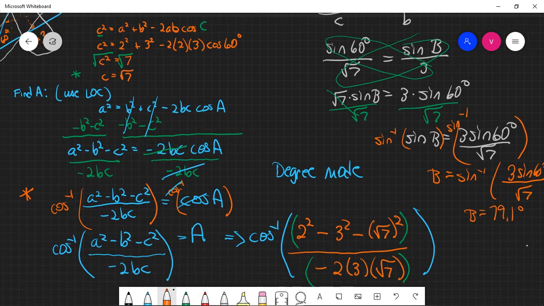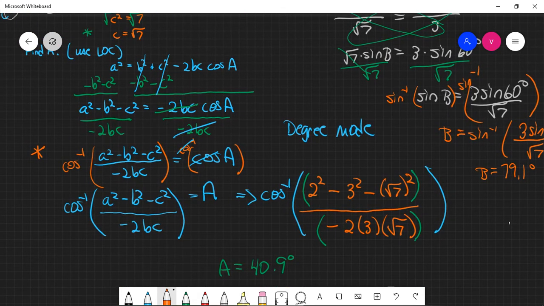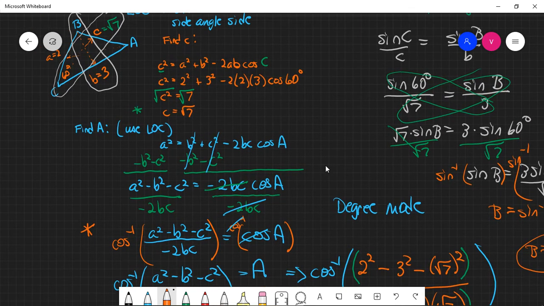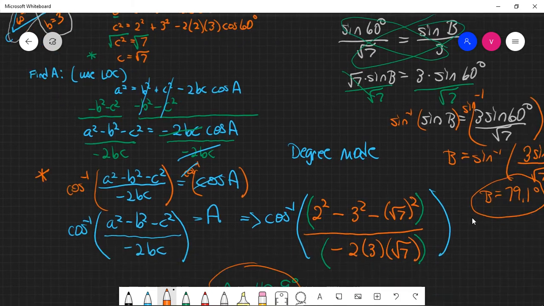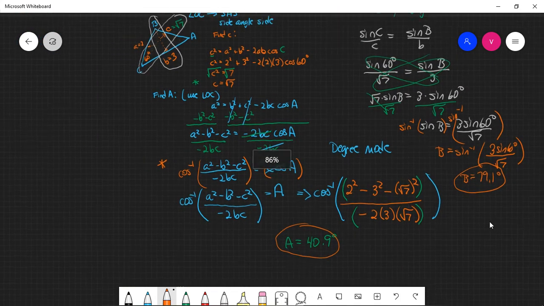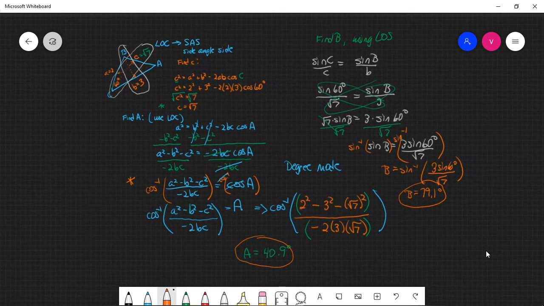Okay, of course, you didn't have to go through all of that. You could have just subtracted from 180. I was just showing you for practice purposes, okay? All right, so here's the A. So 40.9 plus 79.1 plus the 60 degrees, they should all add up to 180. Okay, there you have it. So you can pause this here if you need to.